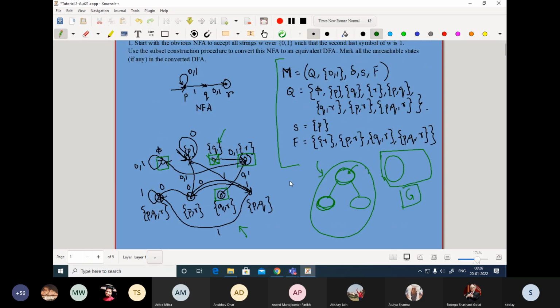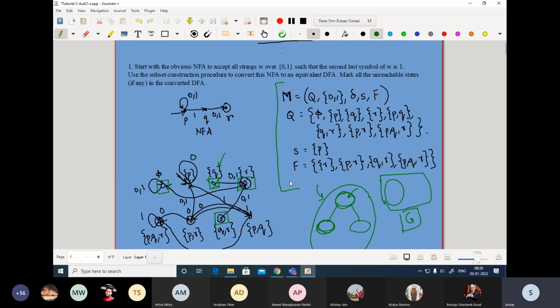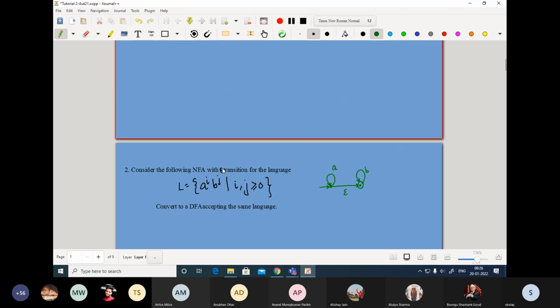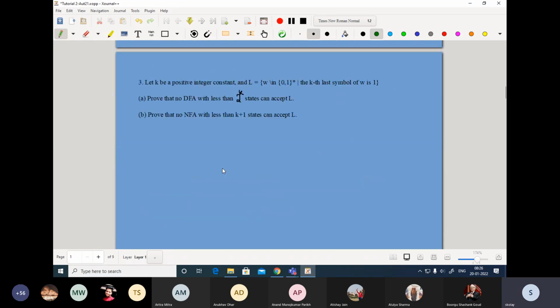Okay, so we saw an explicit application of the subset construction procedure for an NFA to construct a DFA. We also saw that in this example, there were certain states which are non-reachable from P, and therefore they can be discarded. They are redundant states. They can be discarded to get a smaller DFA accepting the same language. Okay, I'll skip this question.